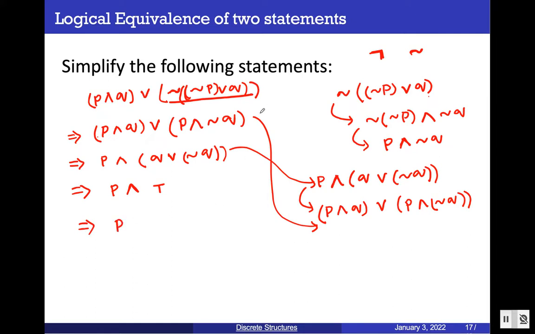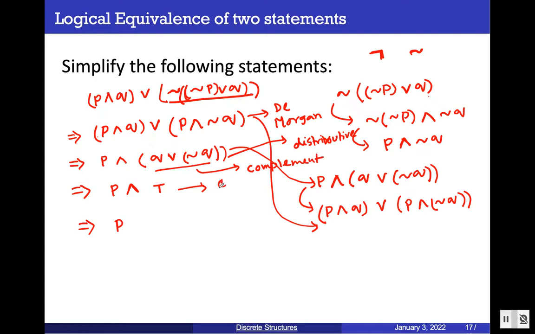So here we are using De Morgan. Here we use the distributive law. And here we use the complement property. Here we use the identity property. Finally, we can see the simple version of this statement is P.